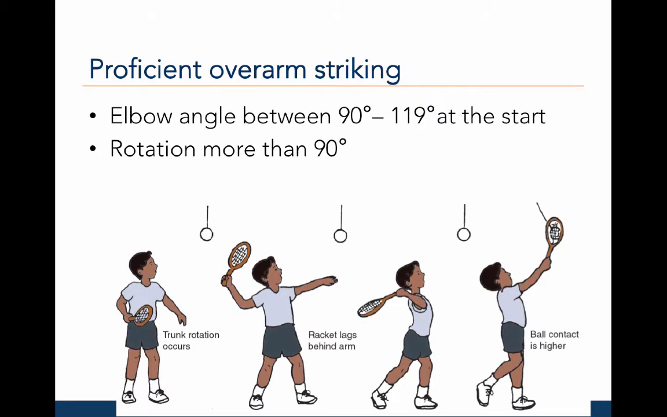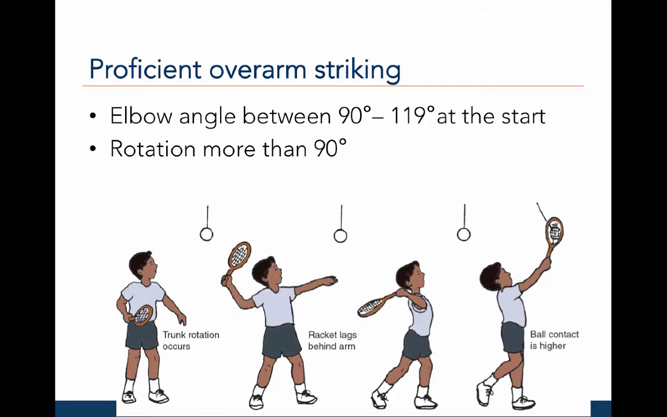In contrast, proficient overarm striking is characterized by the elbow angle between 90 and 119 degrees at the start of the movement. There is a large contralateral step. There is differentiated pelvic and spinal rotation of more than 90 degrees. There is a large backswing. There is humerus, forearm, and racket lag.